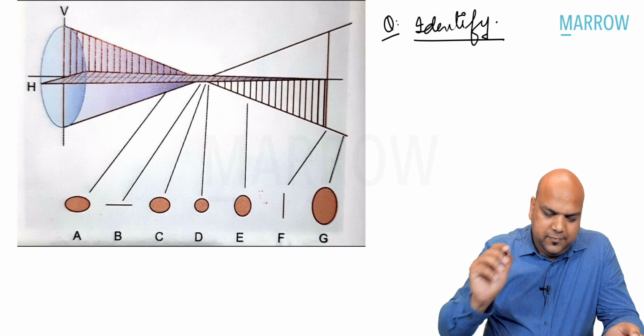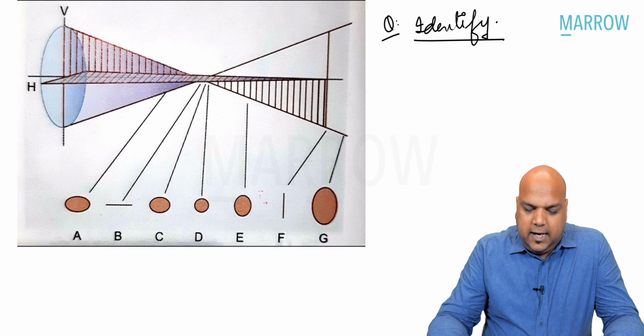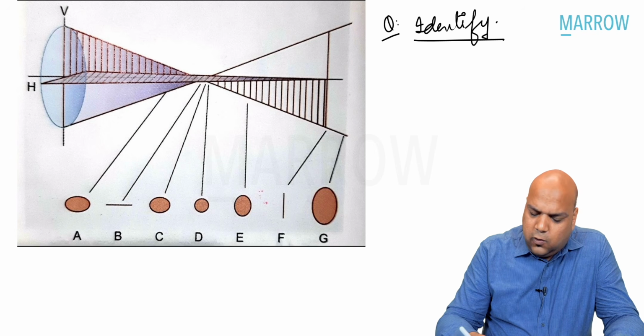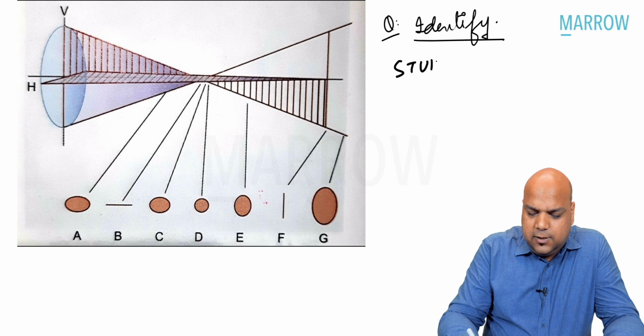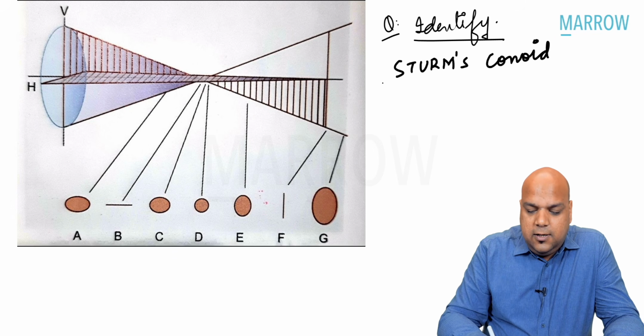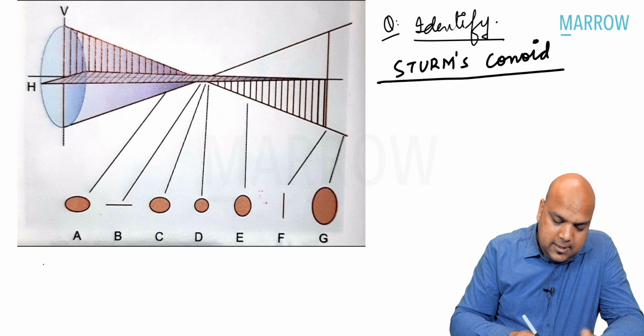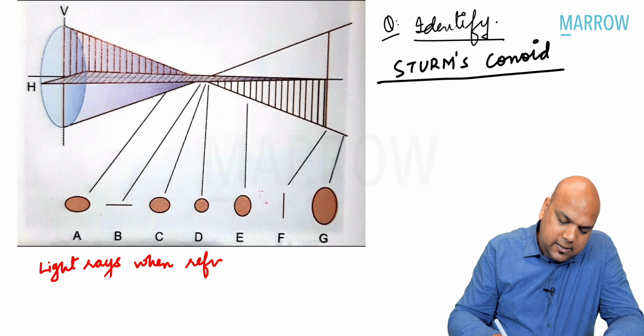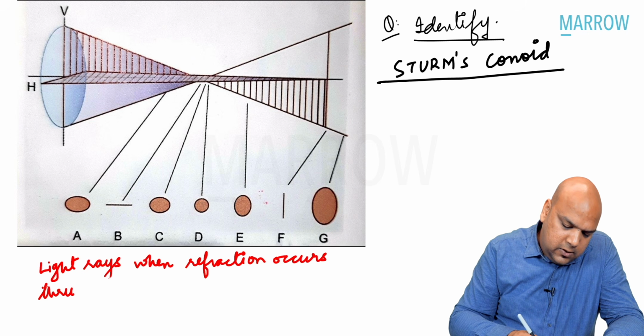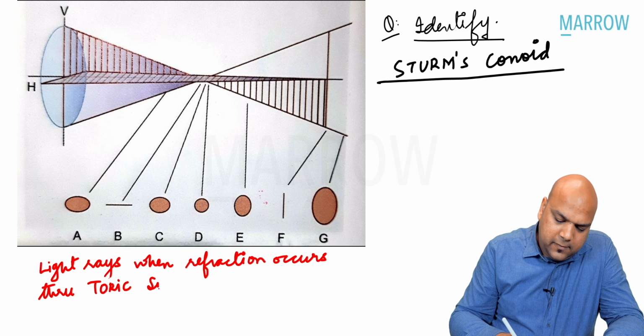Now, let us move on. Identify this diagram. What is this diagram? All of you know this. This is pretty simple. This is known as Sturm's conoid. What is Sturm's conoid? Anybody can answer. Sturm's conoid is the projection of light rays when refraction occurs through a toric surface. Toric is a spherocylindrical or a cylindrical surface.